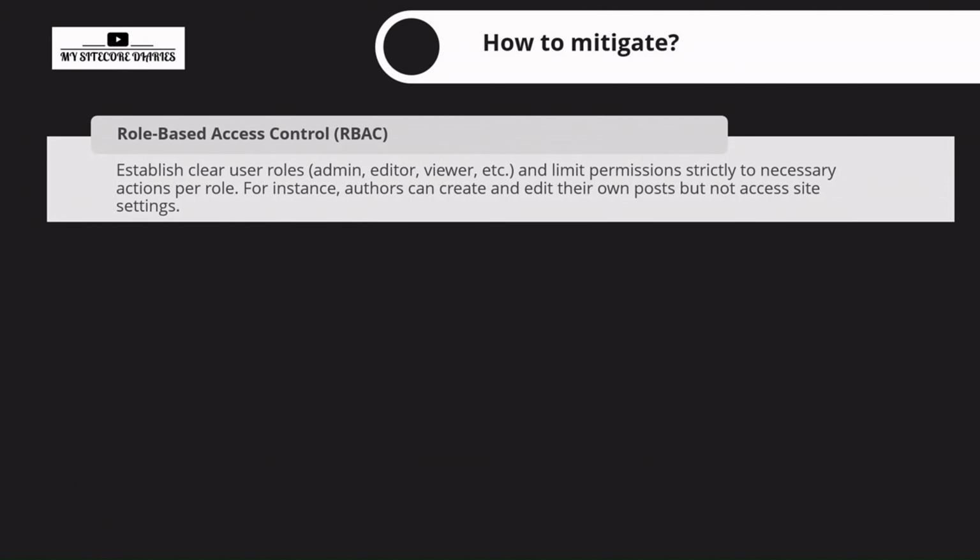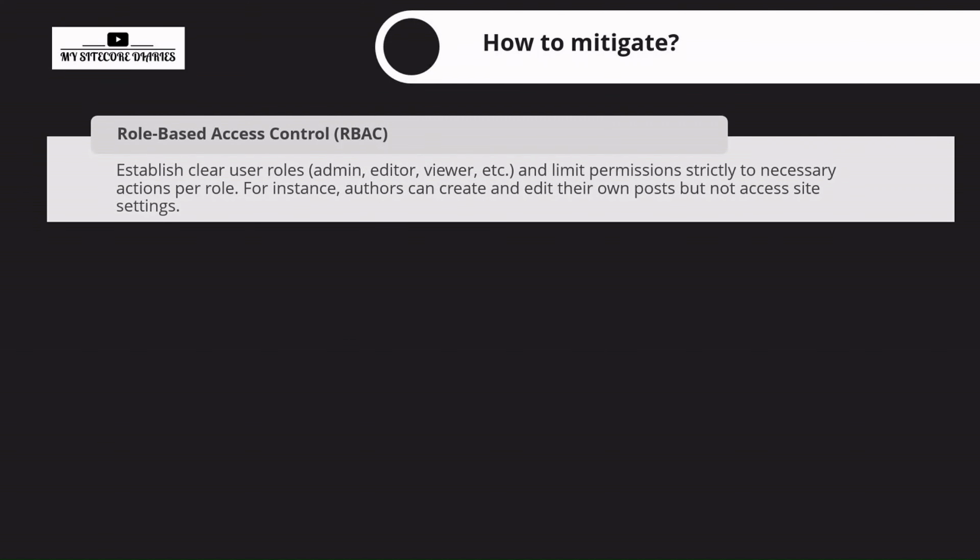Role-based access control. Generally we always have role-based access control, and you should build your website that way. User control should be role-based. Establish clear user roles: define clearly what each role is and what it should do, such as admin, editor, viewer, etc., and limit the permissions strictly to necessary actions per role. For instance, an author can create and edit their own posts but not access the site settings. So this needs to be managed.